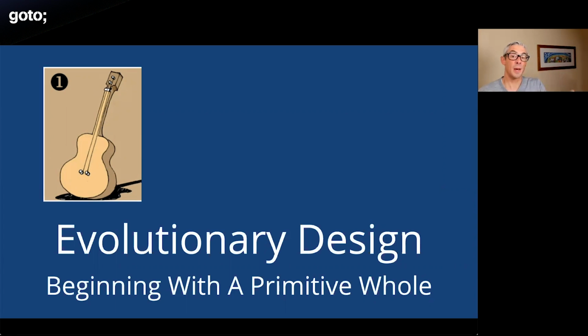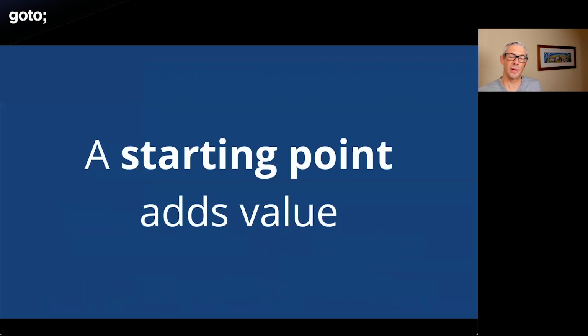So we need to put some design, some thinking into that initial first version. And that's really what I'm talking about here. It's about adding that starting point, creating that starting point. Why do we want to do this?